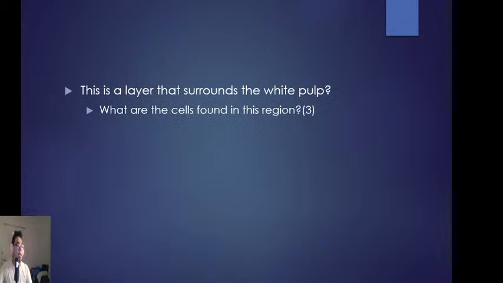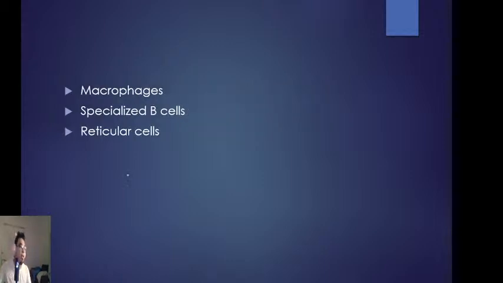Now let's talk about the white pulp. This is the layer that surrounds the white pulp. Basically, it's the reticular area. That's the reason why you're going to see reticular cells there, and specialized B cells. So what do I mean by specialized B cells? Specialized B cells are either memory B cells or plasma cells. And you're going to see macrophages there also.